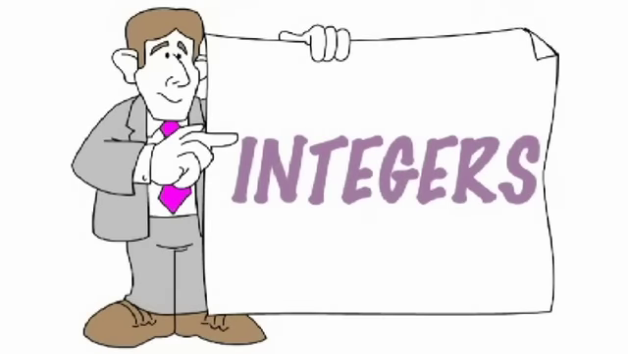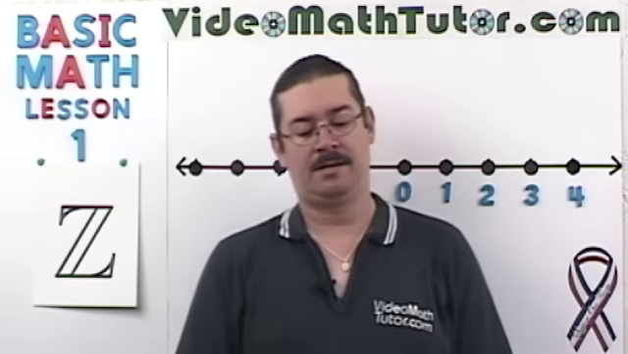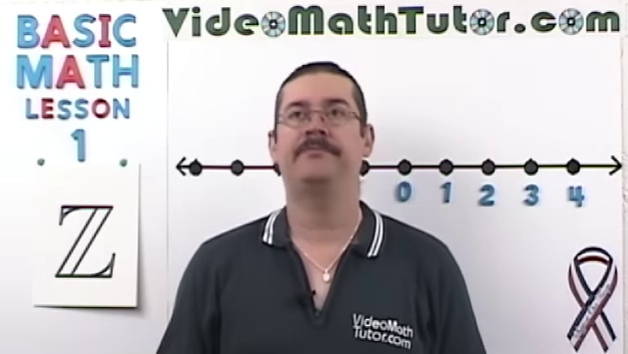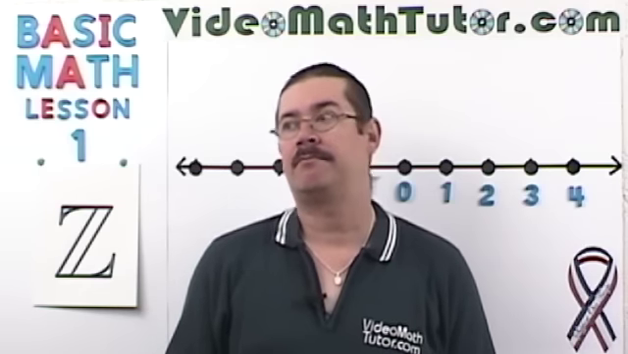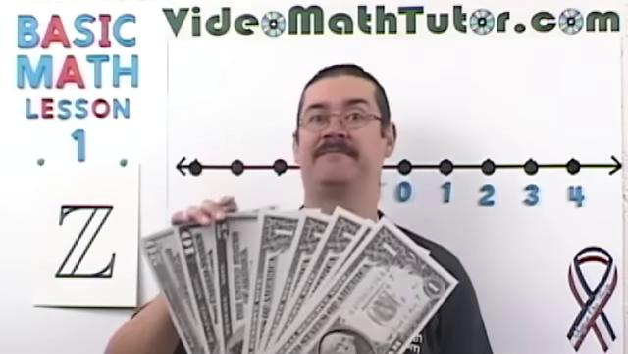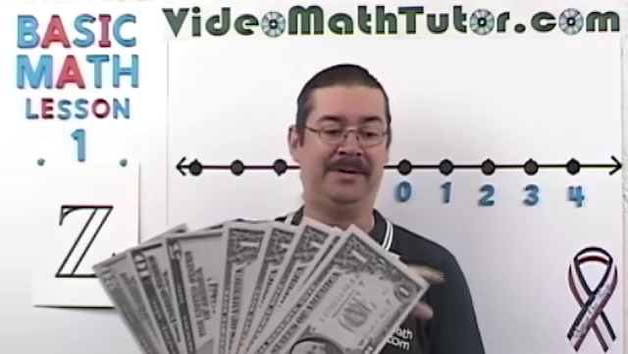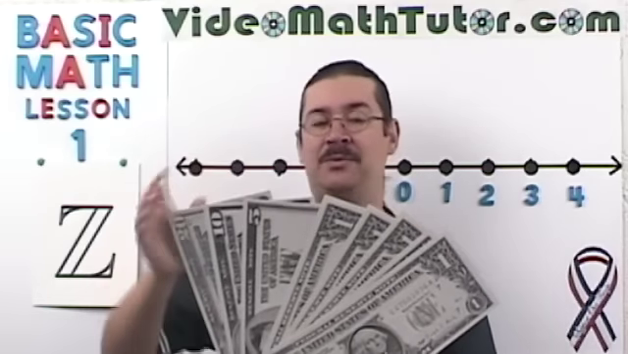Integers. Well, whole numbers are fine. You can do quite a bit with them. For example, hey, I can count the big bucks here. 1, 2, 3, 4, 5, and 10, and 20.